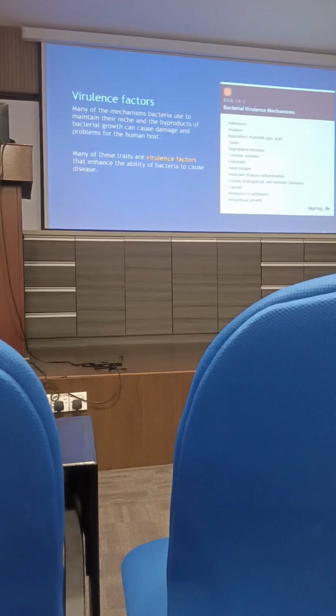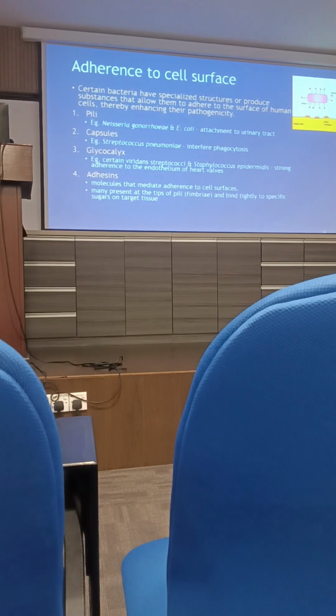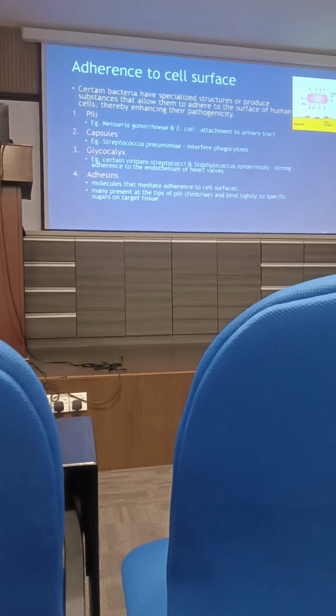Okay, so to invade, first they must adhere to the host cell surface. Right. Okay, so how do they adhere? So these are the methods. Some of these we have already gone through during our first lecture, so I don't have to repeat. So, pili. Okay, so these are examples of bacteria that have them, Neisseria gonorrhoeae and Escherichia coli. So they can attach to the urinary tract, for example.